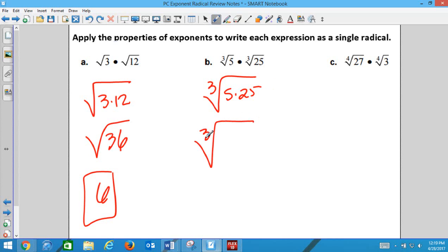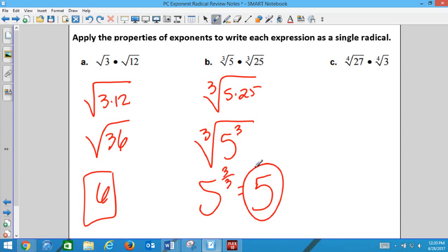Because this is 5 to the 3rd. This is 5 squared times another 5. And if I have a power of 3 and a root of 3, those cancel each other out and you just get 5. You can multiply them together and get 125 and take the cube root of 125 also. I'm just showing you other ways you could find answers. Okay, I'm going to skip that one.